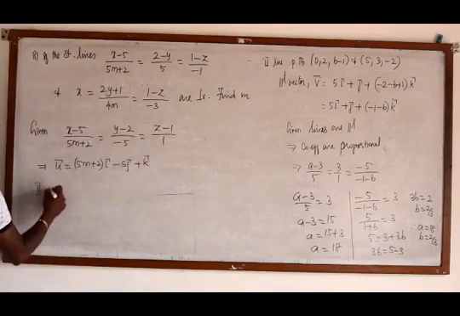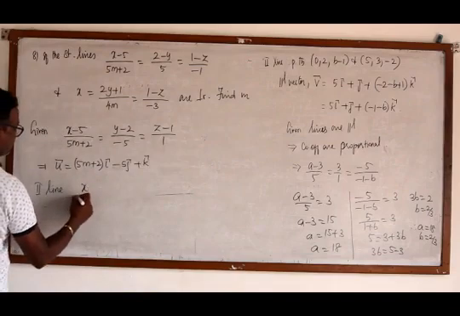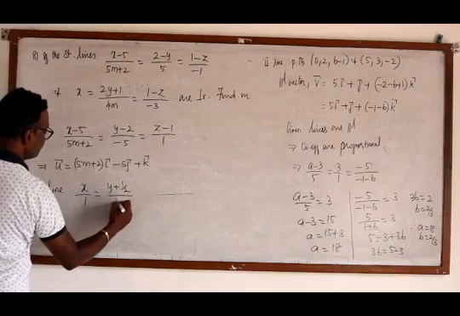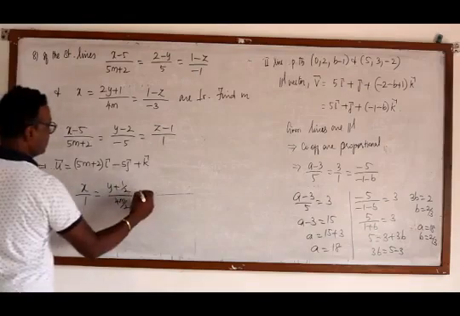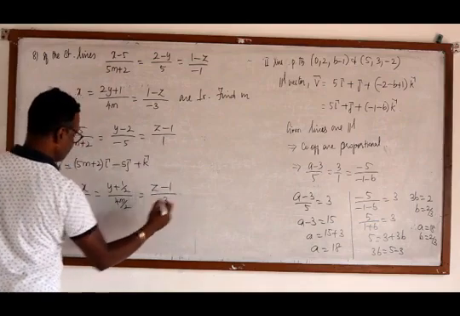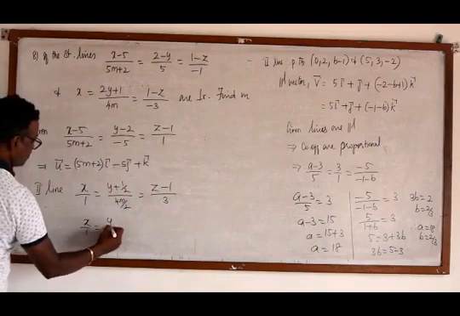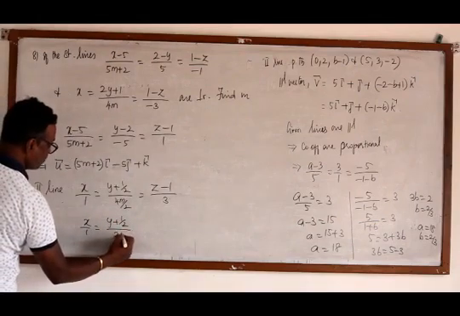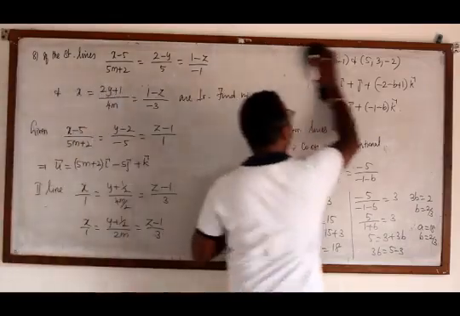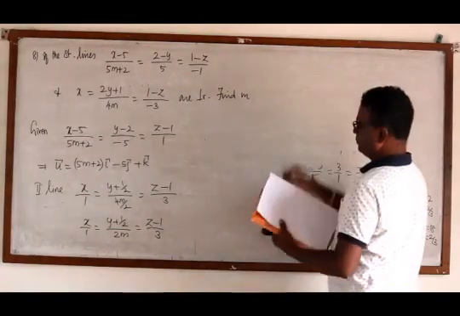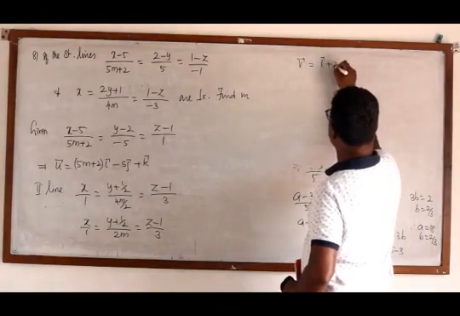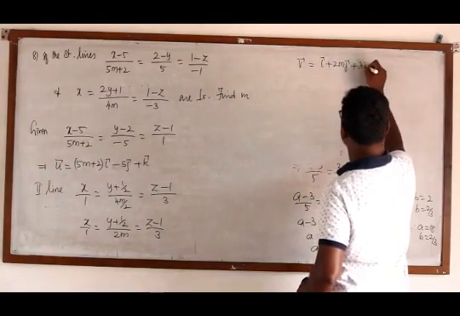Similarly, the second line is x by 1, y plus 1 by 2 by 4m by 2, that is equal to, removing the minus sign, (z minus 1) by 3. That is x by 1, (y plus 1) by 2 by 2m, equal to (z minus 1) by 3. Then the second vector, b vector, is i plus 2mj plus 3k.